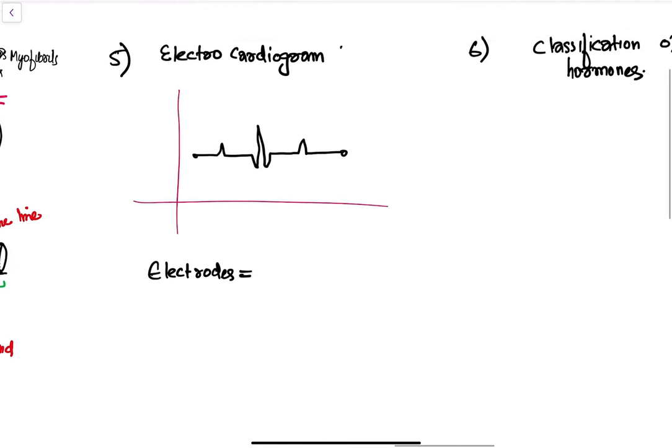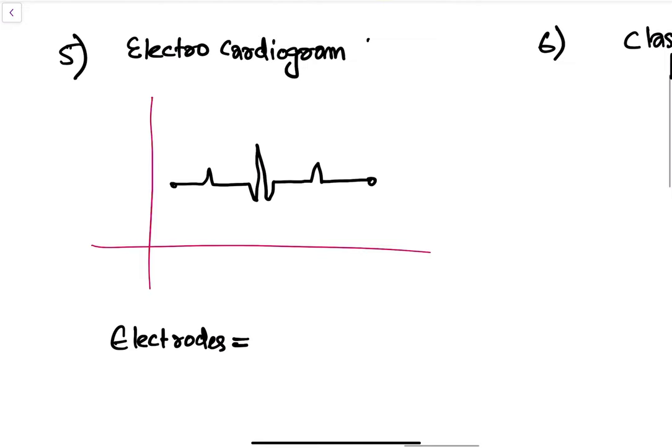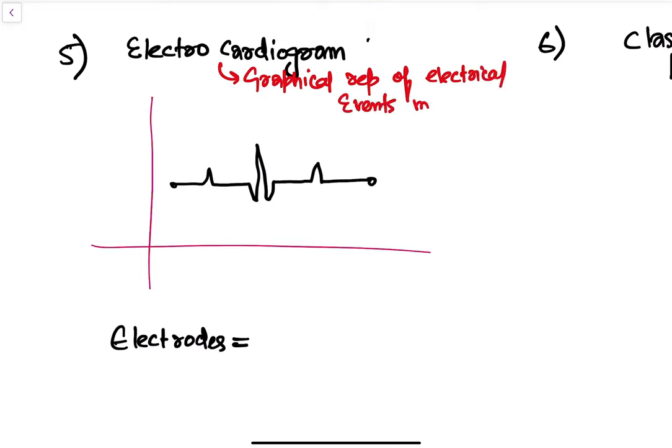Now, going into the fifth topic from the circulatory system, which is electrocardiogram. Electrocardiogram is a graphical representation of the electrical events in the heart. So the graphical representation of electrical events in the heart is called electrocardiogram or ECG.